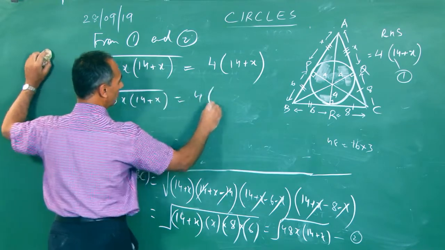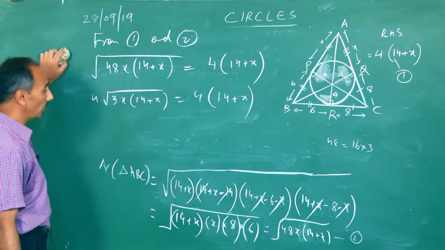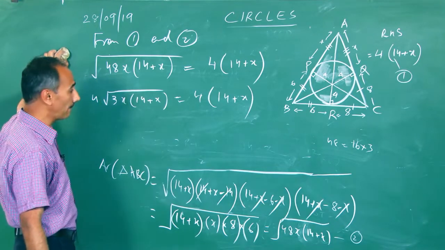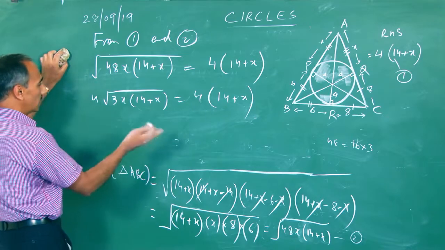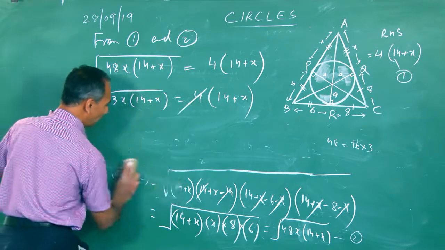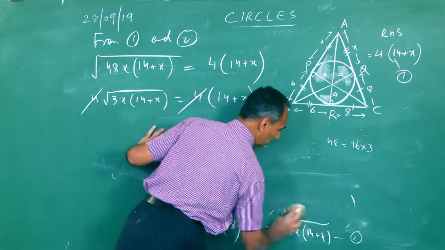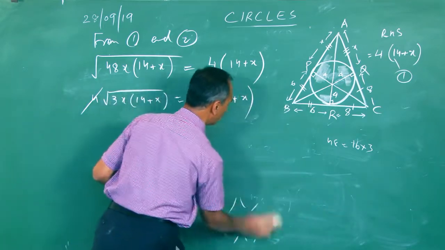I'm saving my calculations because calculators are not allowed in CBSE. So 48, you wrote 16 into 3. Root of 16 is 4. 3 will be retained inside. So what is the intention? To get rid of this 4, dividing both sides by 4. Now what should we do? We have to square both sides to get rid of the square root.